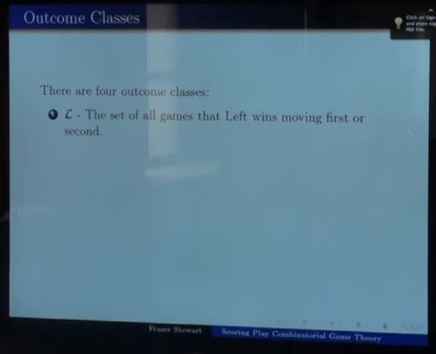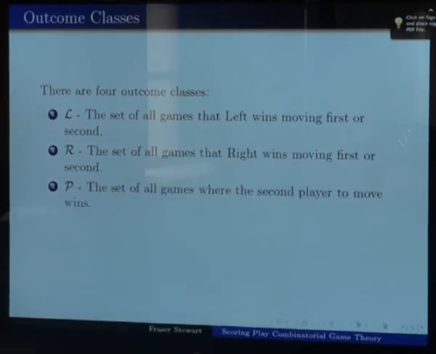The first we call L, which stands for left player win. This is the set of all games that left can win if he moves first or second. In other words, left has a winning strategy whether he moves first or second. But it doesn't mean that right can't win if left makes bad moves, for example. And then R is just the same thing, but for right.